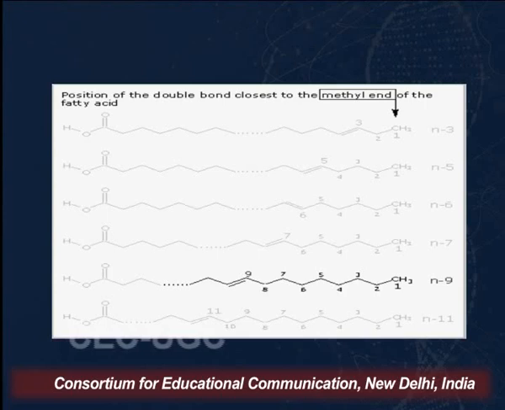On your screens now you can see the slide is not very clear, but this is just for an illustration that we can have different categories. This will depend upon the number at which the double bond is present from the methyl end. So we can have omega-3, omega-5, omega-6, omega-7, omega-9, and so on. This omega numbering is given on the basis of the position of the double bond starting from the methyl end or the omega end.